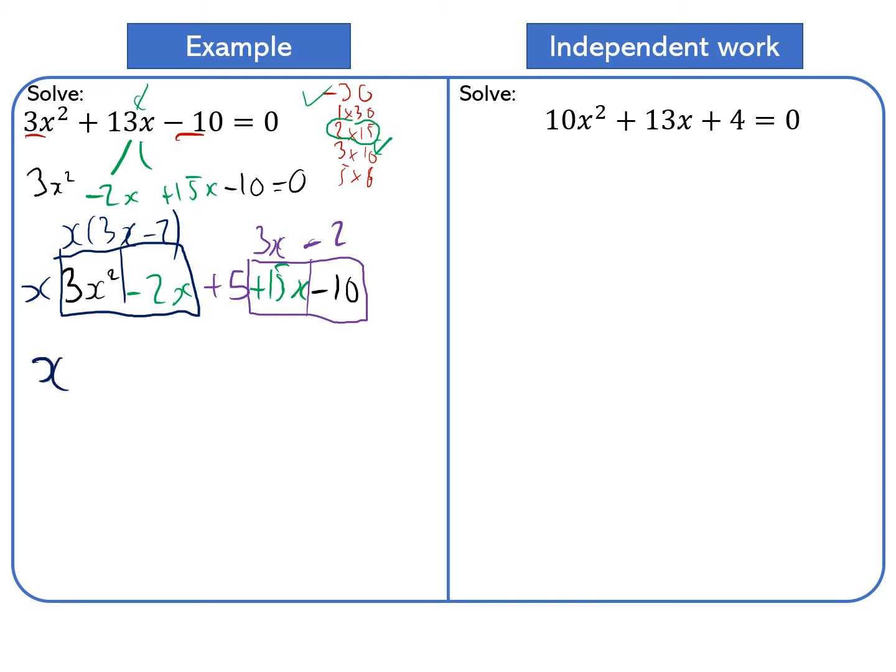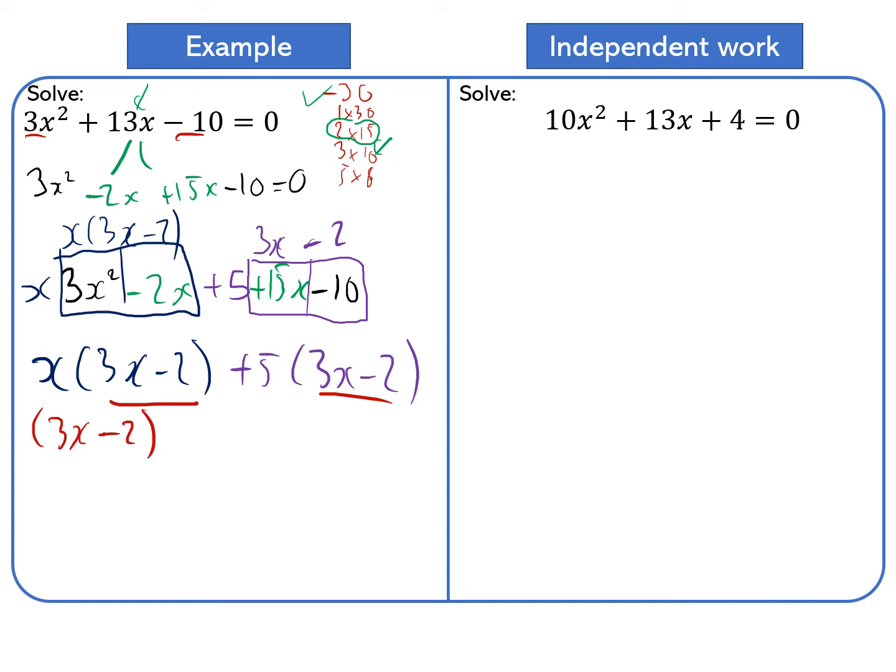So now what I do is just write that out. So I've got x bracket 3x minus 2 plus 5 bracket 3x minus 2. That's the same, that's what we expect, so I'll write that out again. We've got 3x minus 2, and our other one is x plus 5. And that is all equal to 0. So now I solve that, so I've got 3x minus 2 equals 0. Let's just use the colour so we see it a bit clearer. 3x minus 2 equals 0.